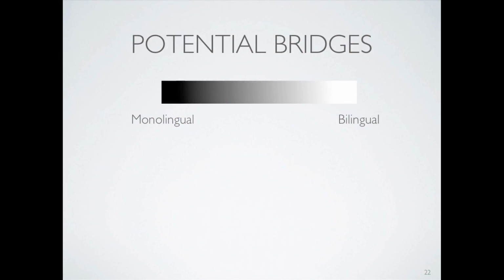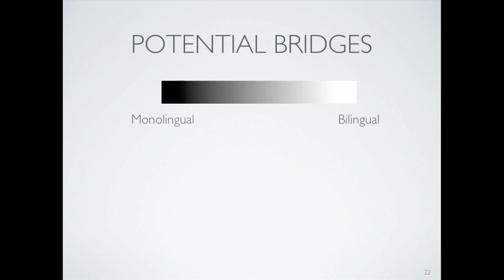Now, the first bridge that we could build is to think about how we measure bilingualism, both in the research sense and also in the education sense. So I've already told you that researchers like black and white and that we like to put things into bilingual and monolingual, but then we also have to acknowledge the grayscale.